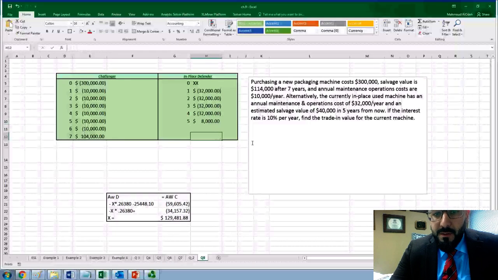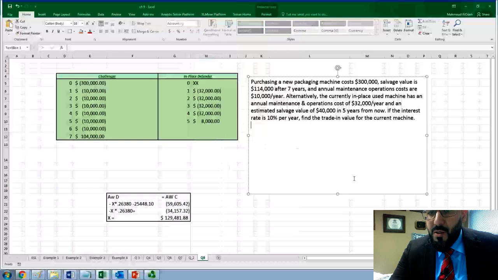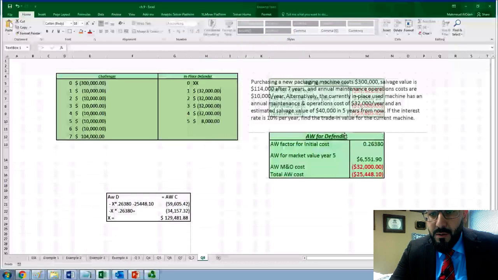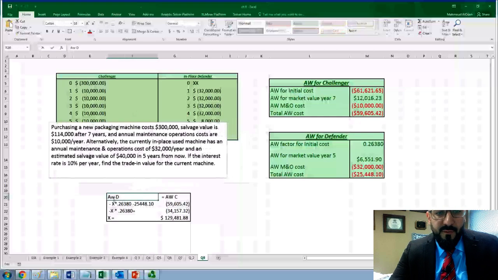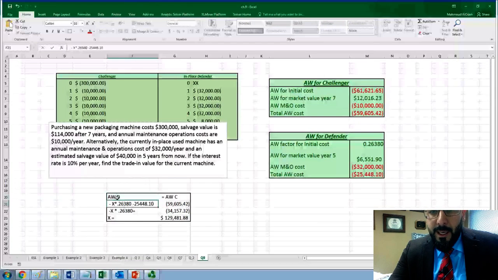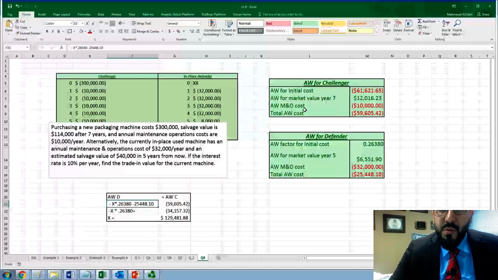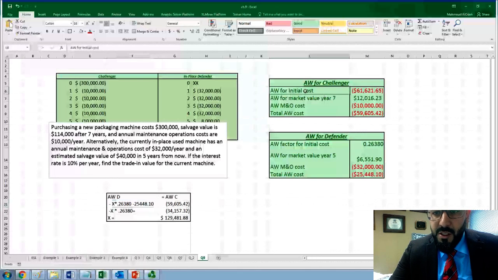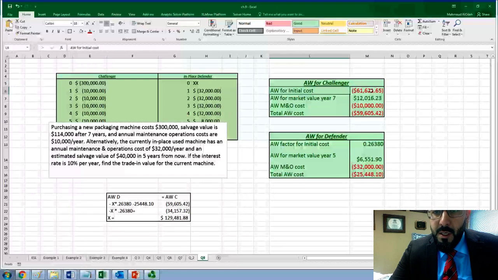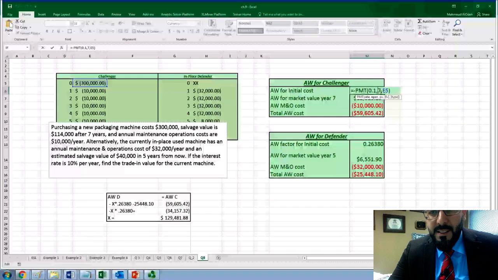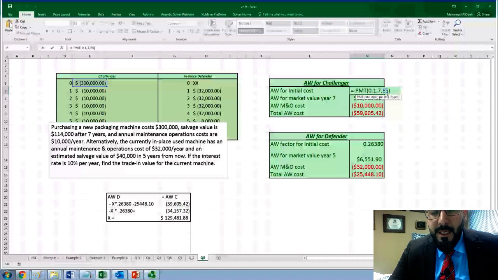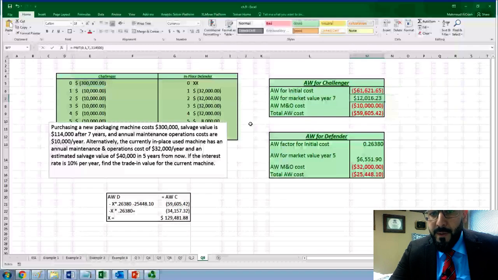Going back to the question, to find out what would be the trade-in value, we have to make the annual worth of the Defender equal the annual worth of the Challenger. Okay, let's start with the Challenger because we have all the information, starting with the initial cost, and we need to find out what would be the annual worth for the Challenger by using the PMT function. PMT, 10%, 7 years, and E5, which is the initial cost for this Challenger.